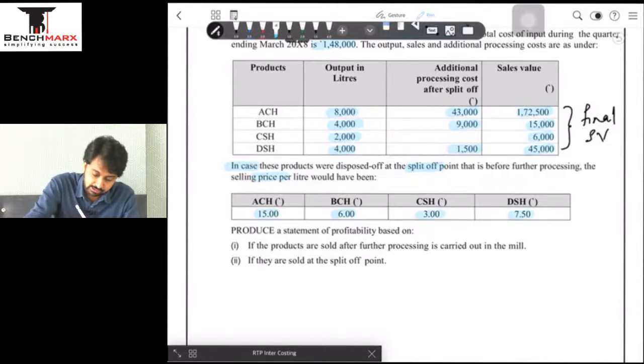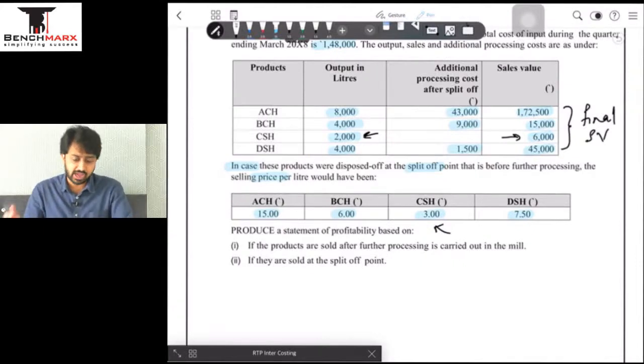The SP of 3 will tie up because C has not been processed further, which can be seen 6000 divided by 2000 is 3. That means we have not processed C further. The hint is coming from ऊपर का table, and the fact that selling price is tying up with the sale value means it was sold at the point of split off without further processing.